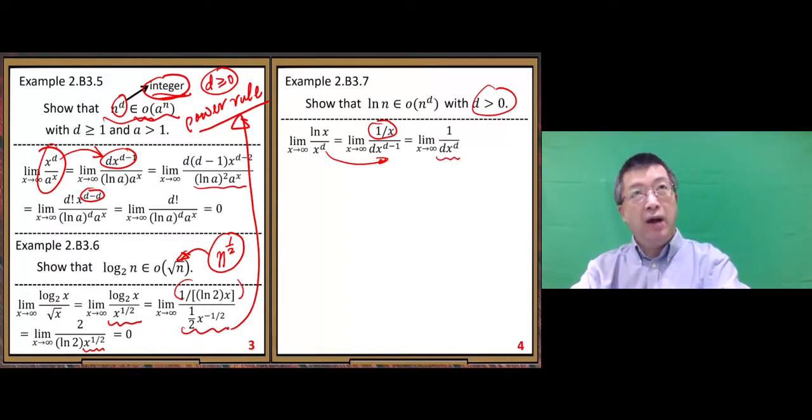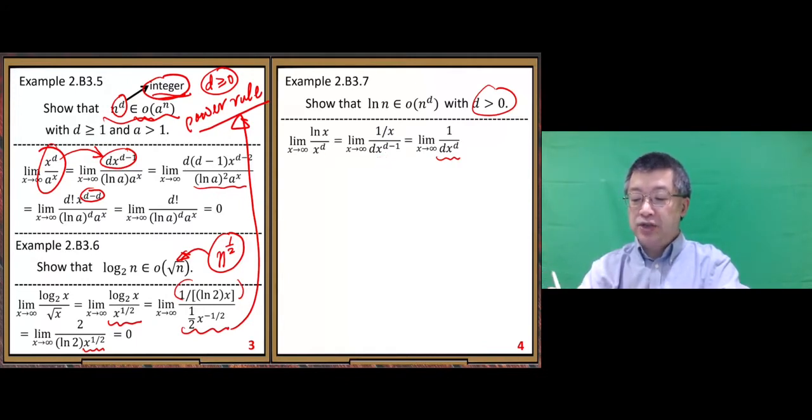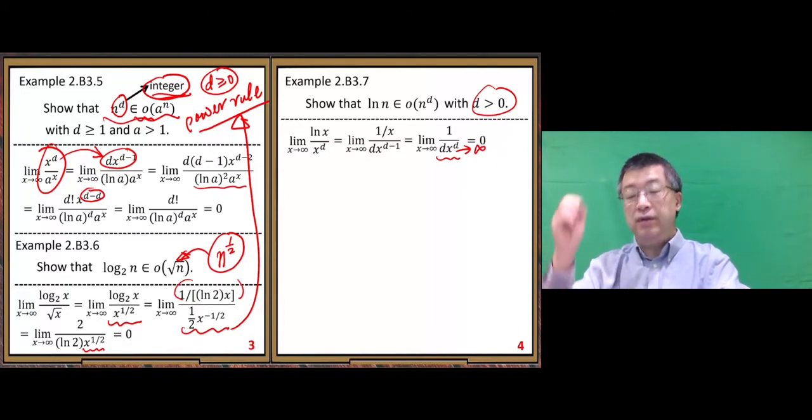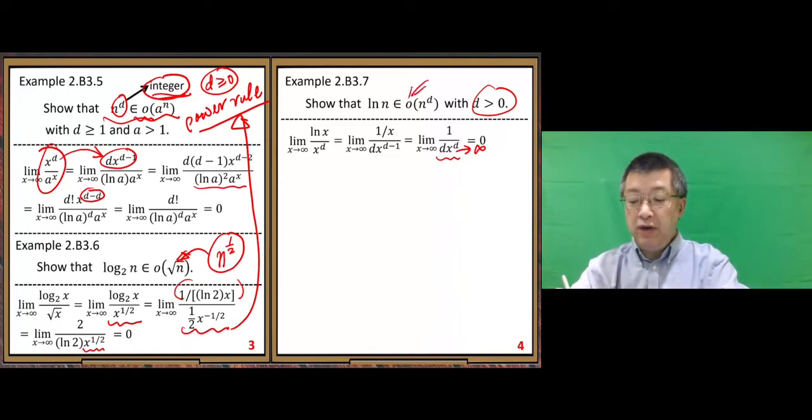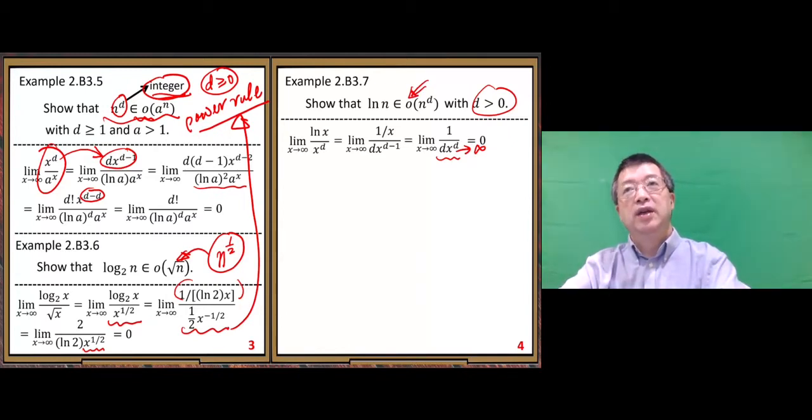Now this is not an indeterminate form, so we should not use L'Hopital's rule, but we can do it directly. Because x to the d is a positive number, it goes to infinity. 1 over infinity is 0. So we get this limit equals 0, and by the definition of little o, we prove it. So that's example number 7.